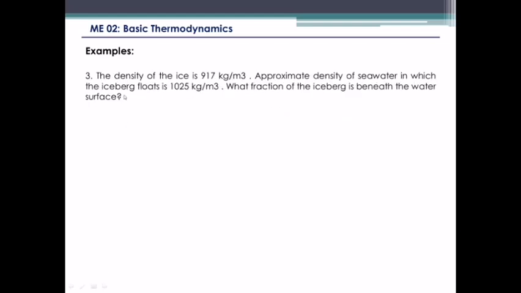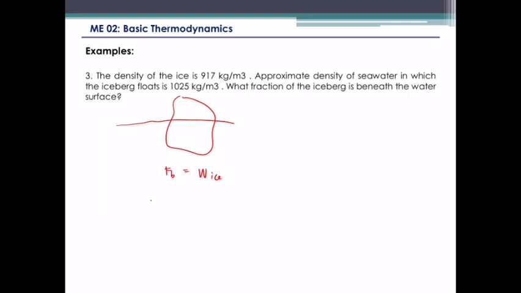Okay. Last one. The density of the ice is 917 kilograms per cubic meter. Approximate density of seawater in which the iceberg floats is 1025 kilograms per cubic meter. What fraction of the iceberg is beneath the water surface? So since the iceberg floats, therefore, buoyant force is equal to the weight of the ice.